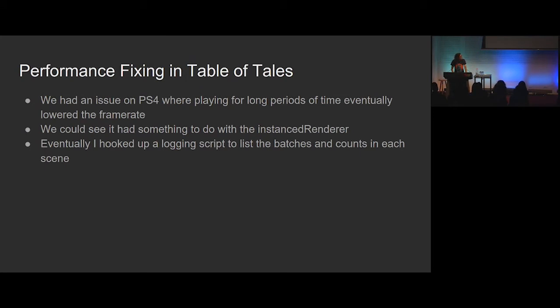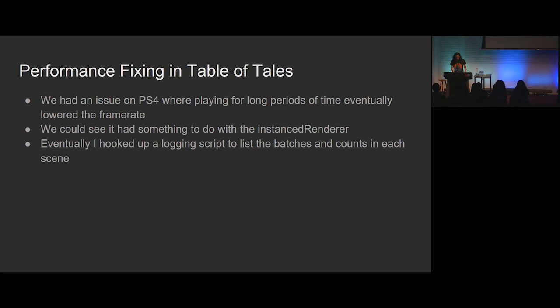So we had some performance issues in Table of Tails, and we had one particular bug where on PlayStation specifically, we weren't seeing this on PC. Eventually, if you kept playing for a long time, the frame rate would start to tank. And for some reason, when I was trying to attach the GPU profiler, it was having a lot of trouble grabbing a frame that was valid. I don't know if we were doing something to corrupt it or whatever. But we could attach Unity's CPU profiler, and we could see it had something to do with our instance renderer. So it was a really painful thing to debug because it's something we weren't seeing unless we played the game for an hour.